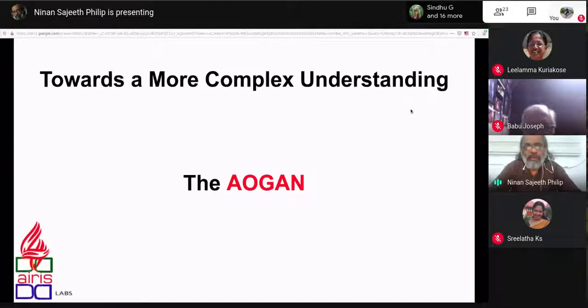Now I'll briefly, in the next few minutes, tell you another complex problem which we have been trying to address. This is adaptive optics, which I mentioned. It leads to a more complex understanding of what we mean by understanding. That is the AOGAN.